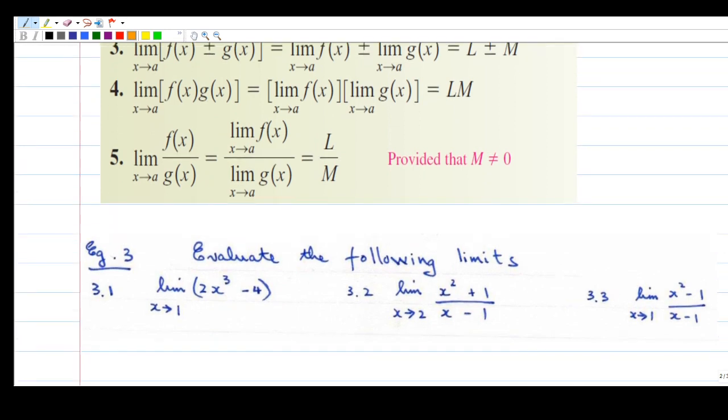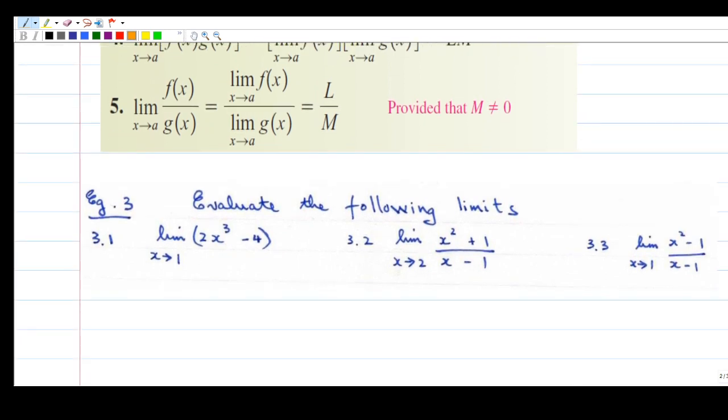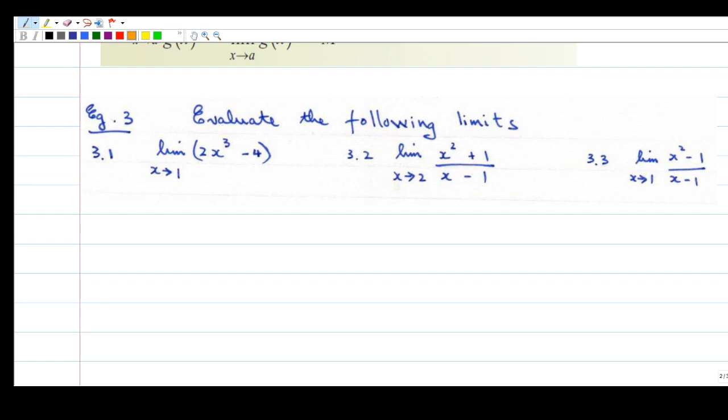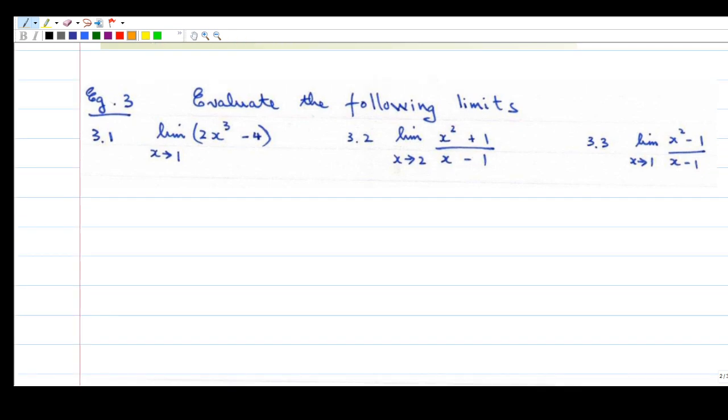So example 3, evaluate the following limits. Now, if you take the first one, 3.1, the limit as x approaches 1 of the function.